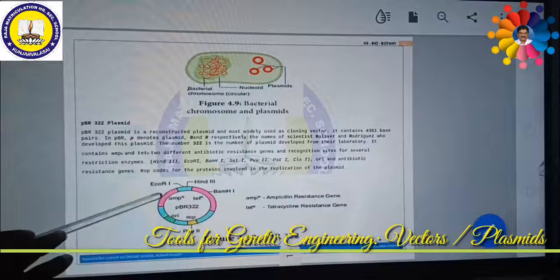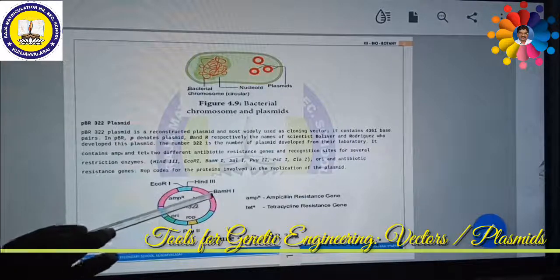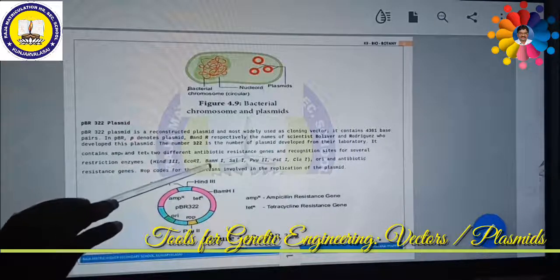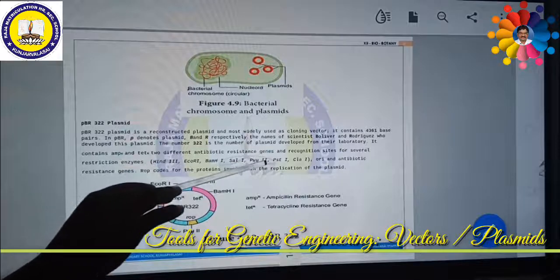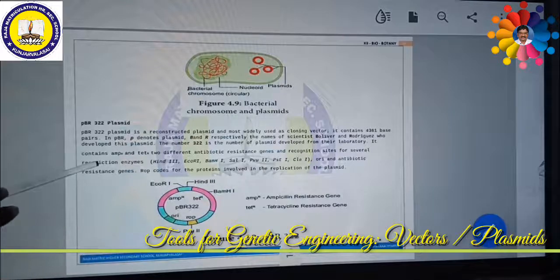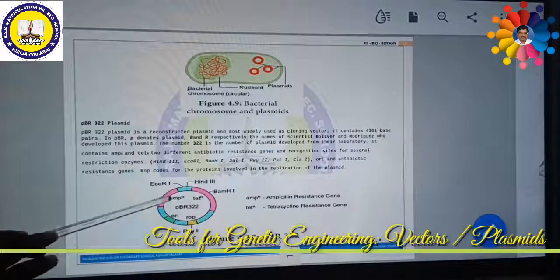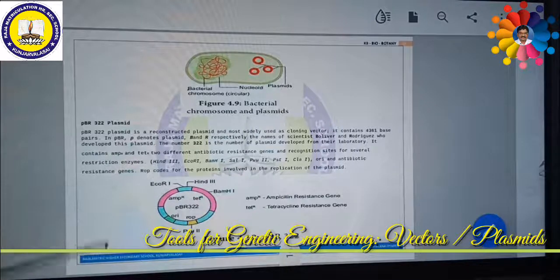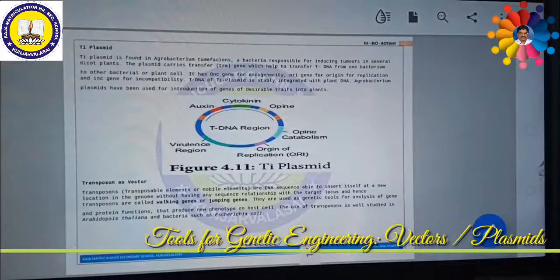What is a site? Restriction sites, which have various types of enzymes: HindIII, EcoRI, BamHI, SalI, PvuII, PstI, ClaI. These are all various types of restriction enzymes which have various restriction sites. That means MCS, multiple sites are available. So these are very useful in modern recombinant technology, that is genetic engineering. So pBR322 plasmid is a reconstructed or man-made plasmid.